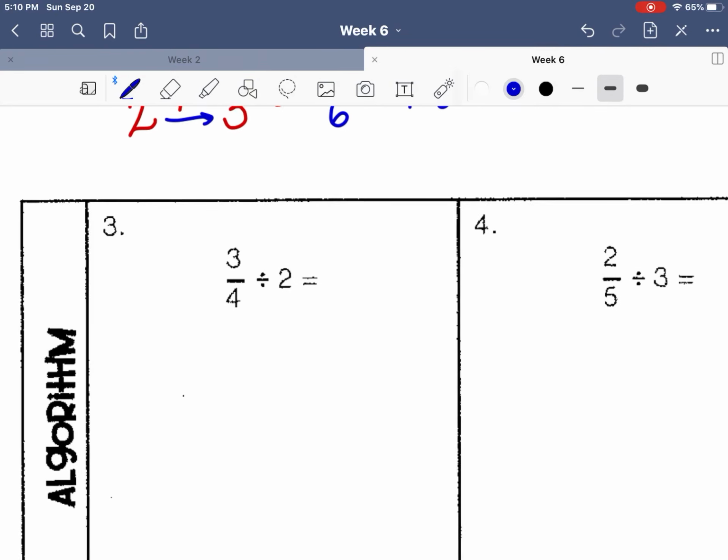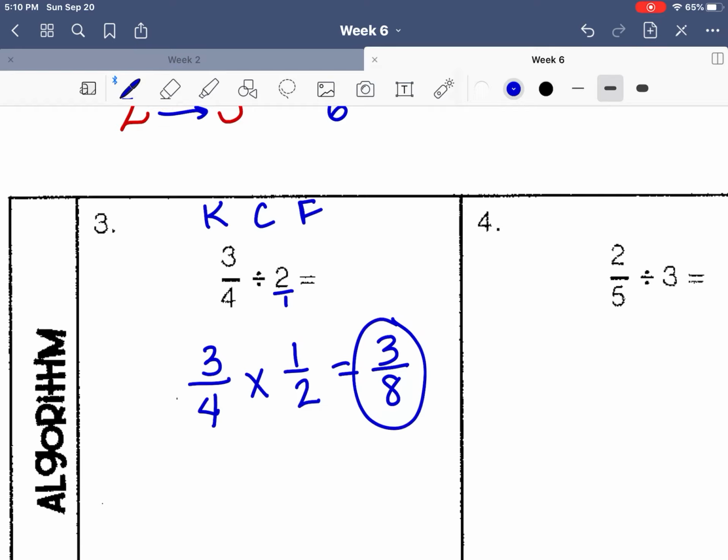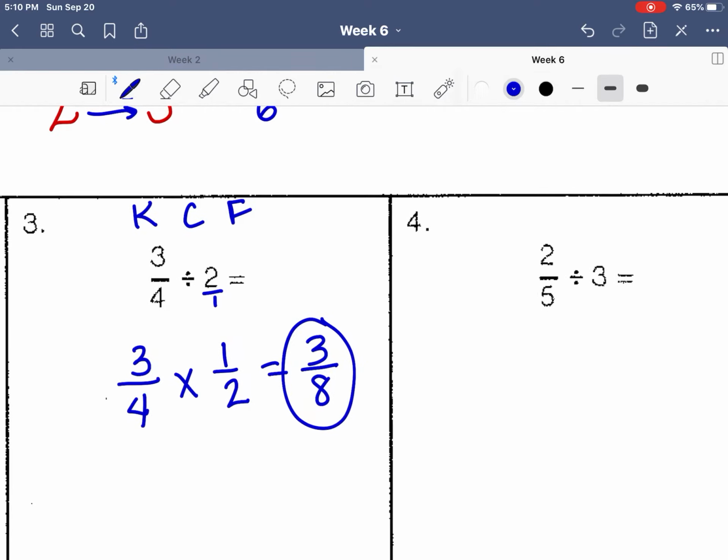Alright, so let's try this. Let's do our KCF. Keep, change, flip. 3/4, we keep it. Division sign, we change it. The second fraction, we flip it. The reciprocal of 2 is 1/2, because this is really 2/1. And then we multiply. 3 times 1 is 3. 4 times 2 is 8. There are 3/8 of 2 in 3/4.